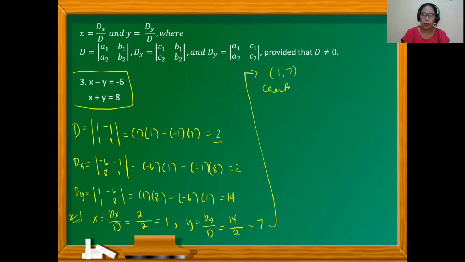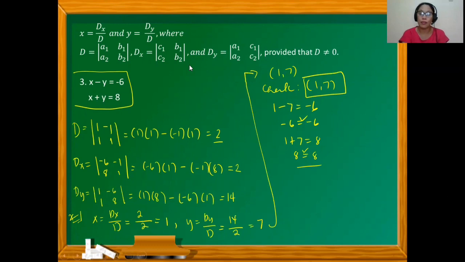So we have to check if 1, 7 satisfies both equations. So with equation 1, we have 1 minus 7 equals negative 6. So negative 6 equals negative 6. And then we have 1 plus 7 equals 8. So we have 8 equals 8. So 1, 7 satisfies both equations. Therefore, 1, 7 is the solution for this system.